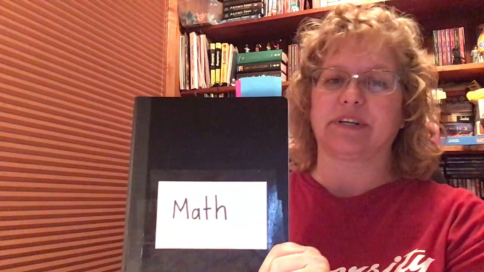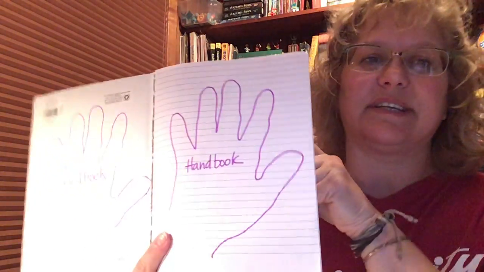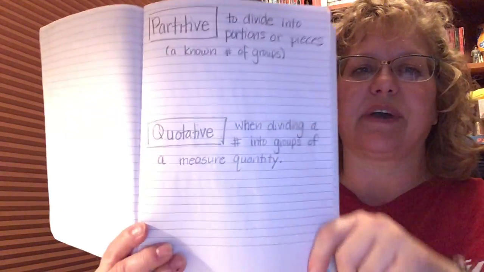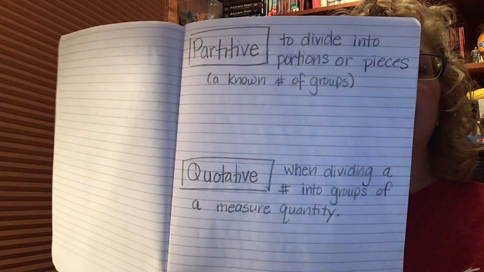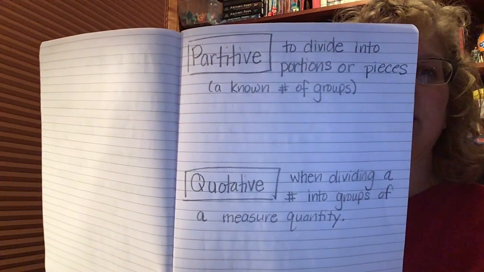What we're going to do is take our math journals and flip to the back, where we have our handbook. In our handbook, you're going to turn to the next blank page, and I want you to write down these two terms. If you need to pause the video, you should.